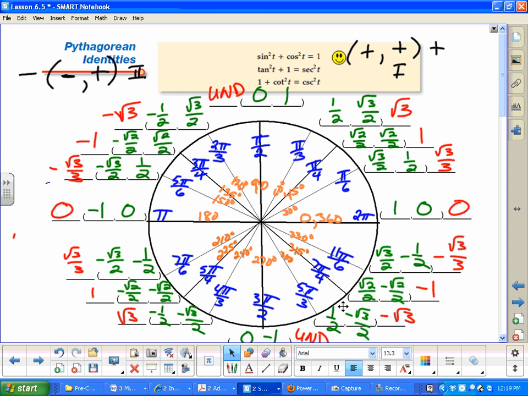So pick any one you want. Could be 135. Could be 240. Could be 315.